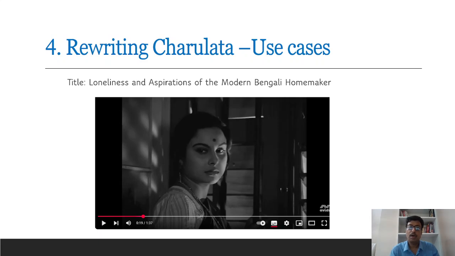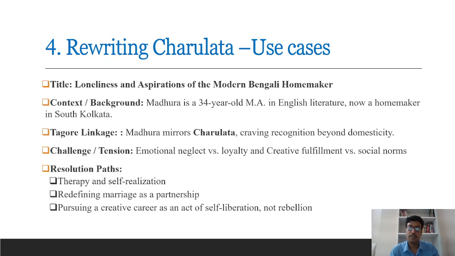So I need to come up with a very basic prompt to give to the GPT. Basically I need a sample tagline, or maybe a title: the loneliness and aspiration of the modern Bengali homemaker. And now when I use the generative AI, I need to provide a certain input. I ask the GPT: consider Madhura, a 34-year-old with an MA in English literature, now a homemaker in South Kolkata. I asked the generative AI to relate Madhura with Charulata and develop a use case. The rest of the things we can develop by using the GPT.